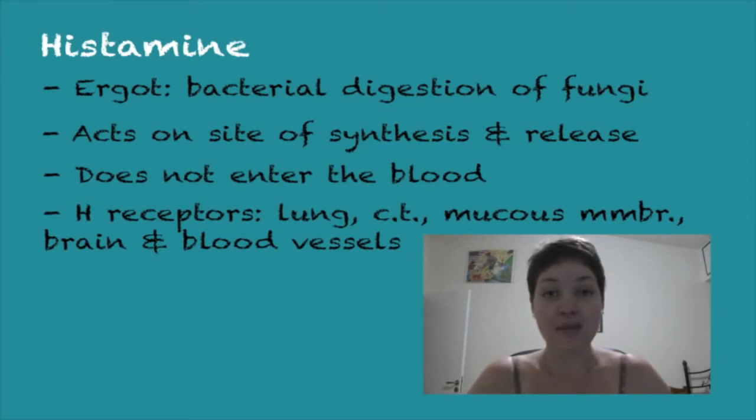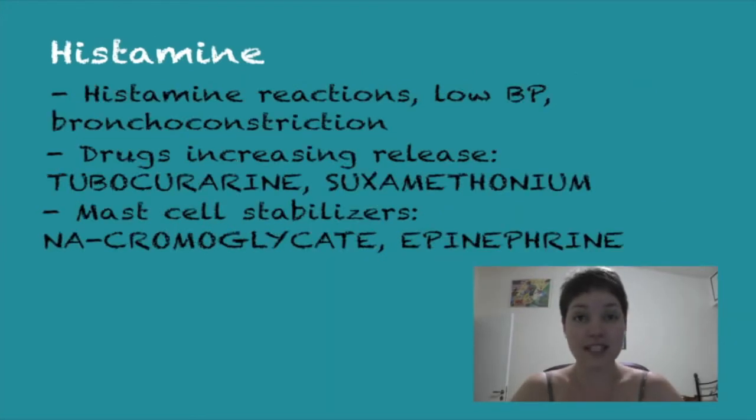Histamine receptors can be found in the following places: in the lung, mucosal tissue such as the stomach and the airways. They are also found in the brain and the blood vessels. Binding to these places causes histamine reactions. It decreases the blood pressure and can cause bronchoconstriction. The main histamine receptors are histamine 1 and histamine 2 receptors, although there are histamine 3 and 4 as well. Histamine 3 and 4 can be found in immune cells, nerve cells, and sensory and motor cells.